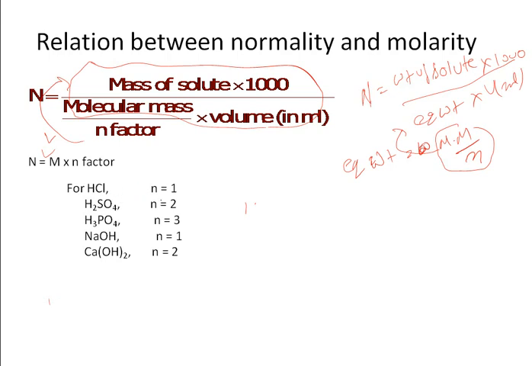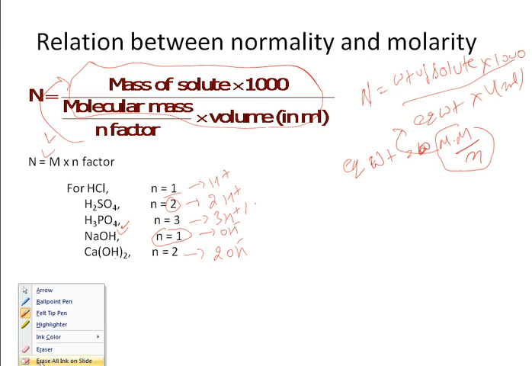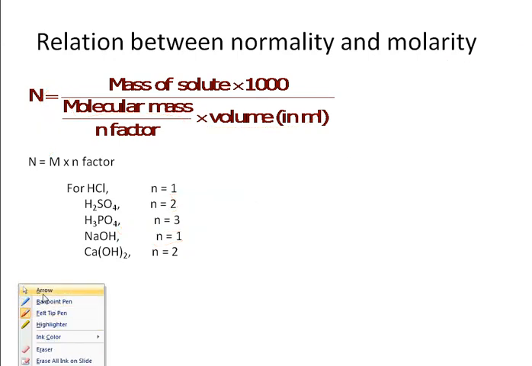H plus has n factor 1 because it gives 1 H plus ion. H2SO4 has n factor 2 because it gives twice H plus ion. H3PO4 has n factor 3 because it gives 3 H plus ions. Whereas NaOH, again a base, has n factor 1 because it gives 1 OH minus, and in case of calcium hydroxide the n factor is 2 because it gives twice OH minus. It means the n factor plays an important role in the case of normality and molarity.